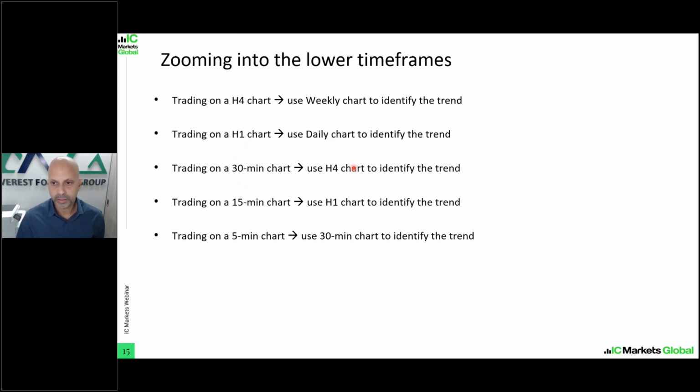30 minutes, use the H4. 15 minutes, use the H1. 5 minutes, use the 30, and 1 minute, I didn't include that in, but for 1 minute you can probably use the 15-minute chart, right? So this is just a starting guide to help you to trade. So if you're someone who's trading on the 5 and 15-minute charts every day for your strategy, then you should be using at least a 30-minute or the H1 time frame to identify the overall trends, right?